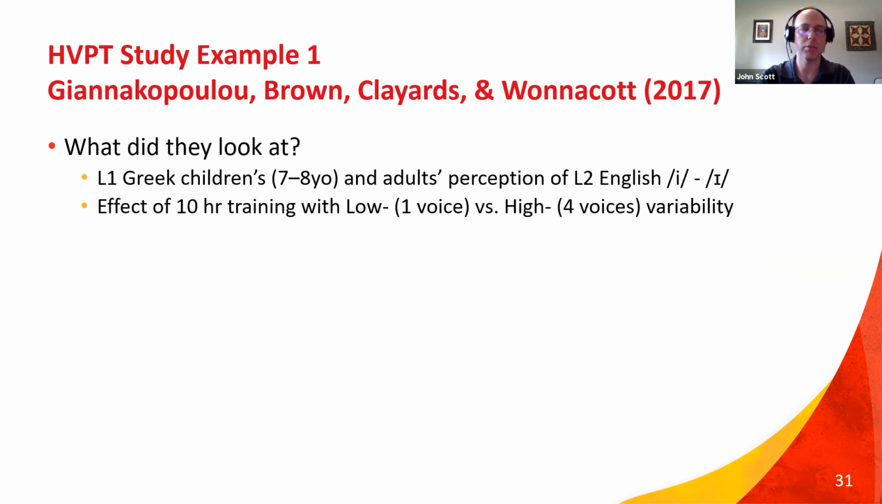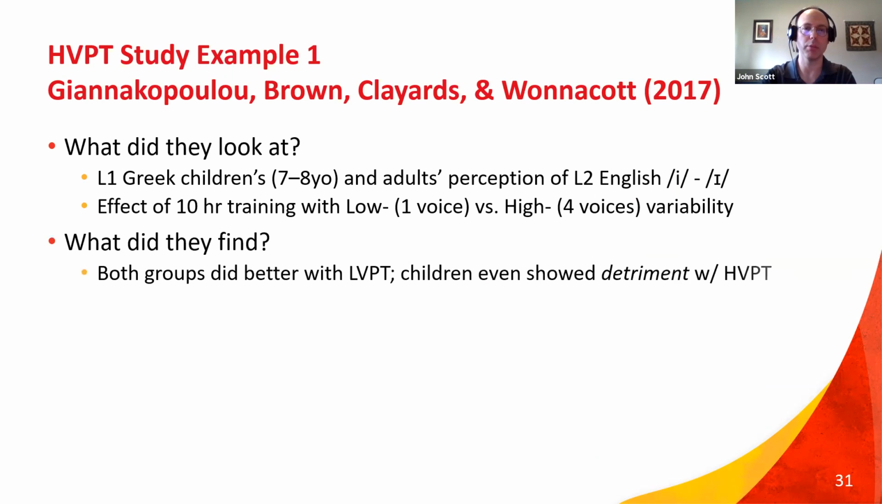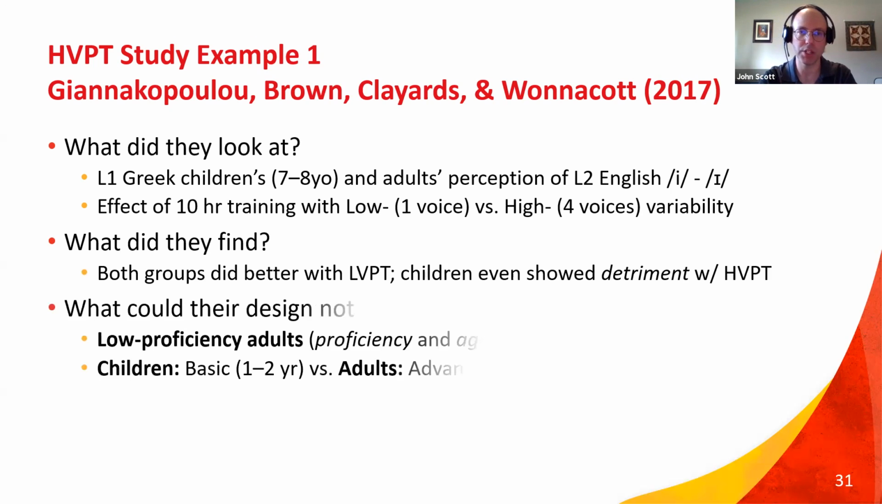And it's dealing, they looked at Greek children and at Greek adults who were trying to learn the L2 English E-I contrast. And they did 10 hours of training, some with 1 voice and some with 4 voices, to get a sense of the effect of variability. They found that both groups did better with low variability, just the 1 voice, and children actually showed a detriment with high variability, which is not normal for what we find with a lot of our adult studies in HVPT.